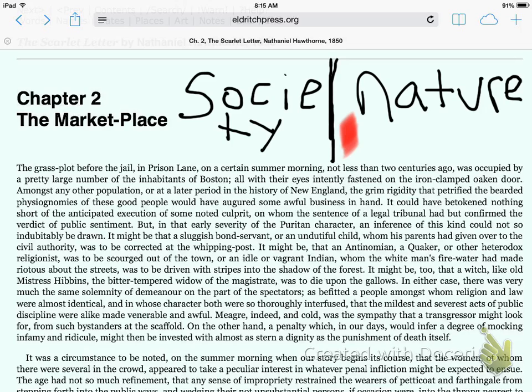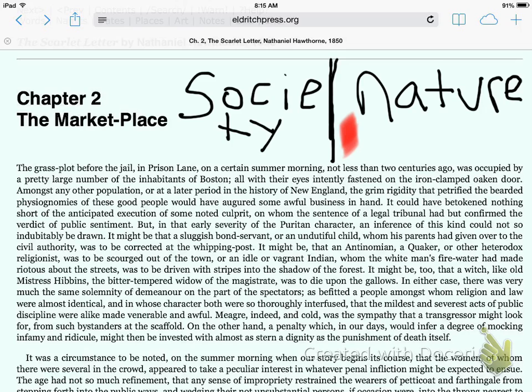All right, so let's go back to start with Chapter 2. And here we are. We're going to start off with the prison lane. Basically, it's a street. On one side of the street, there's a jail, and on the other side of the street, there's a scaffold, or like a stage where public executions and punishment are held. Okay? So here we go. We're going to start off Chapter 2, The Marketplace.